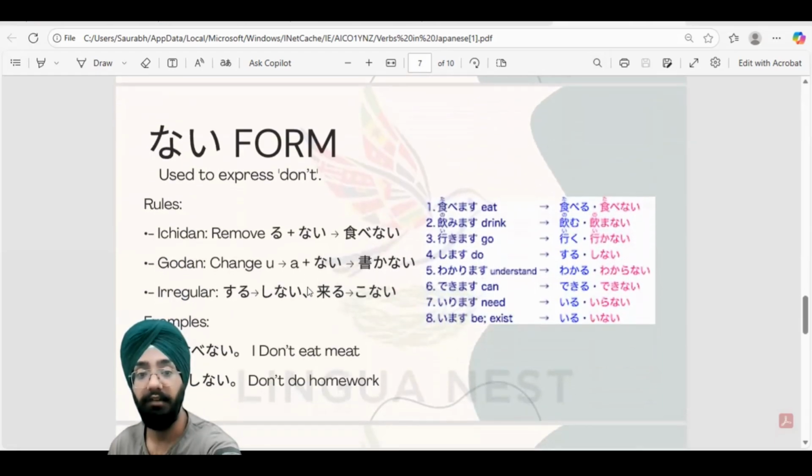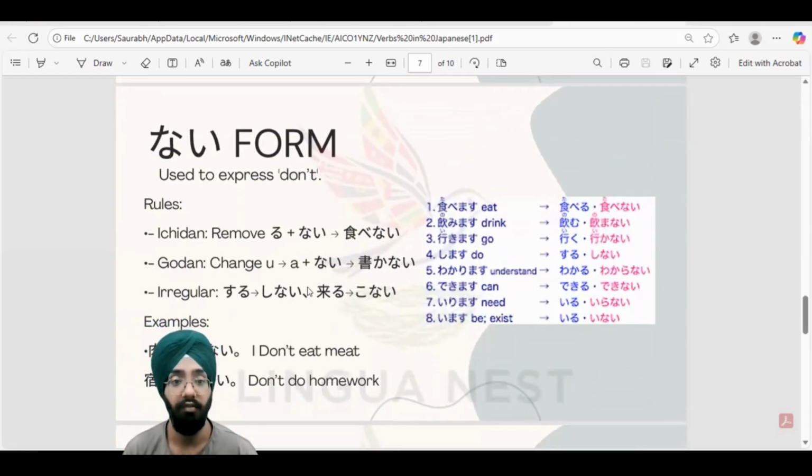Next, the nai form. The nai form is used to express the negative. Rules for Ichidan verbs are the same as the masu form: we drop the ru and add nai at the end. For example, taberu, tabenai; okiru, okinai. Similarly for Godan verbs, we change the u sound to an a sound.